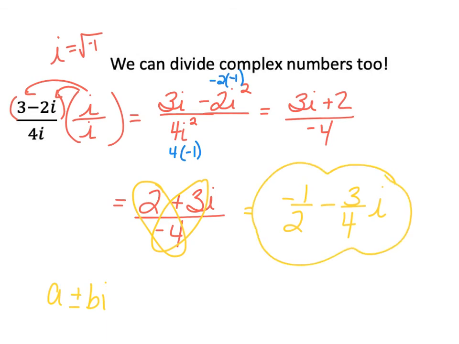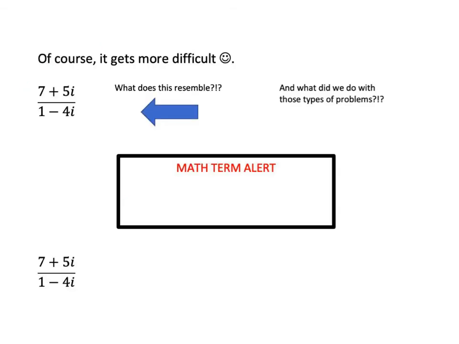So this is very similar to that idea of rationalizing the denominator with radicals. Of course, we're going to make things just a little bit more challenging. So take a look at this quotient, 7 plus 5i divided by 1 minus 4i. What does this look a lot like? Well, I'm hoping maybe it resembles when we had things like 1 plus root 2 over 5 plus root 3.